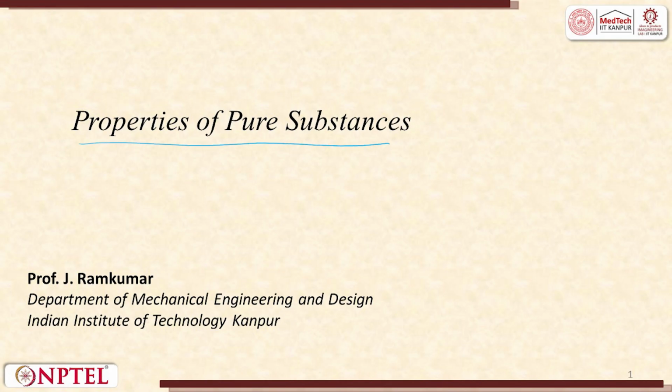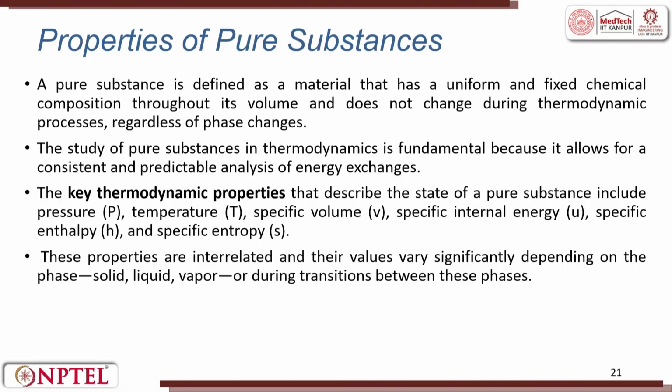Welcome to the next lecture on properties of pure substance. So, what are the different properties of pure substance? A pure substance is defined as a material that has a uniform or a fixed chemical composition throughout its volume and does not change during thermodynamic process regardless of phase change.